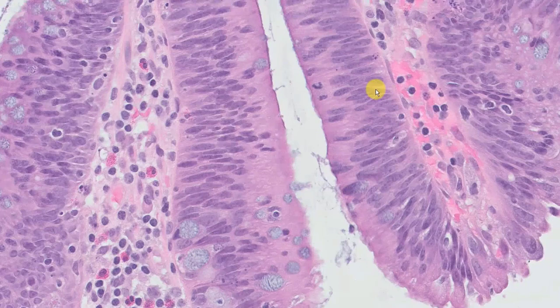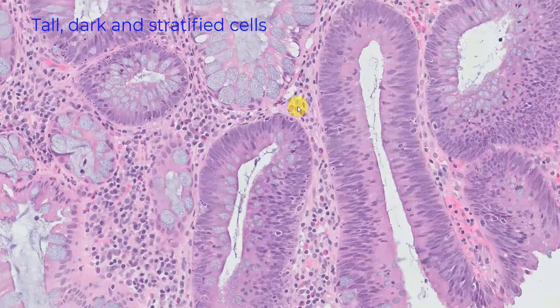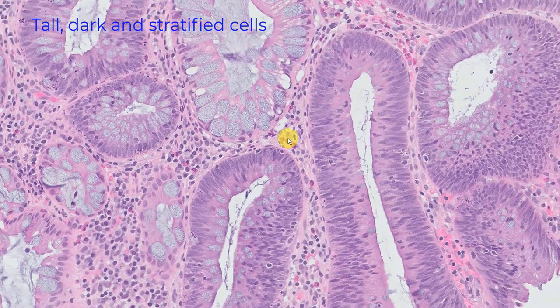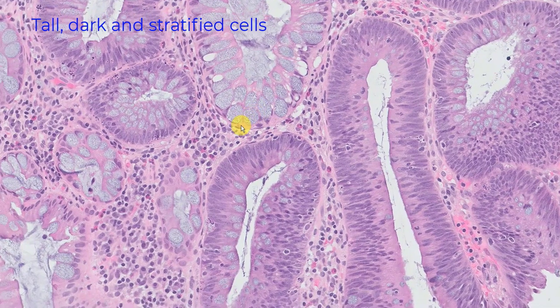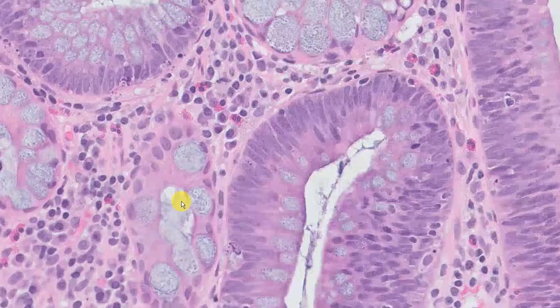I'm looking for cells that are tall, they're dark, that means they're hyperchromatic, and they are stratified or pseudostratified. So multiple layers of cells. Here's one, here's two, here's three. So relatively simple, right? Here, here, and here, the cells look tall, dark, and hyperchromatic. But you have to ask yourself, tall, dark, and hyperchromatic compared to who? The answer is compared to adjacent normal colonic crypts. And I promise you, you will see normal colonic crypts.